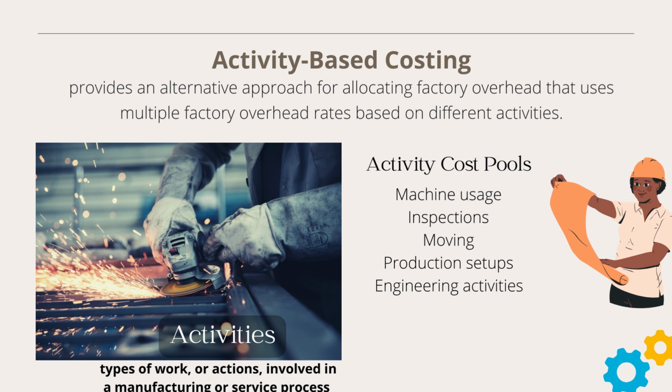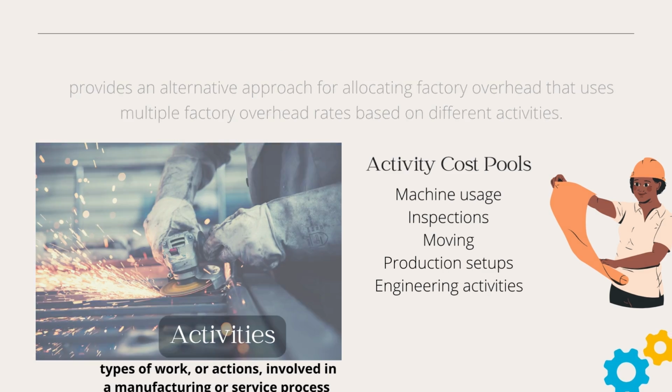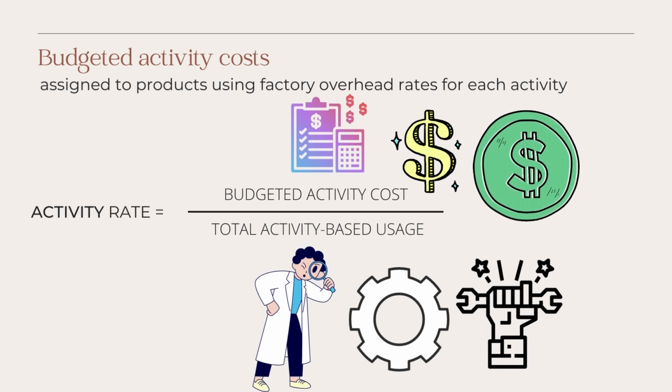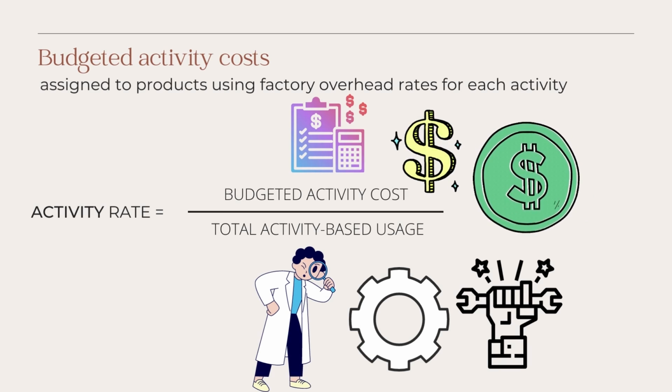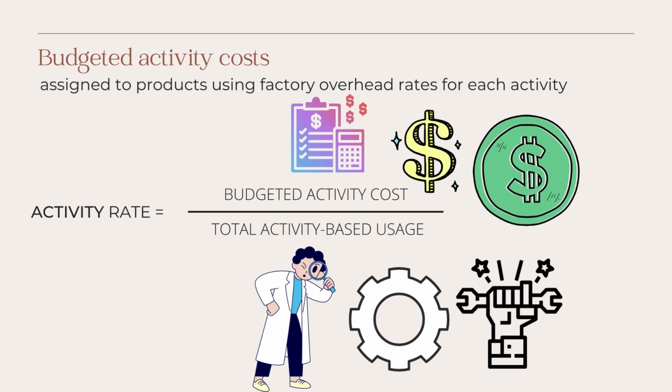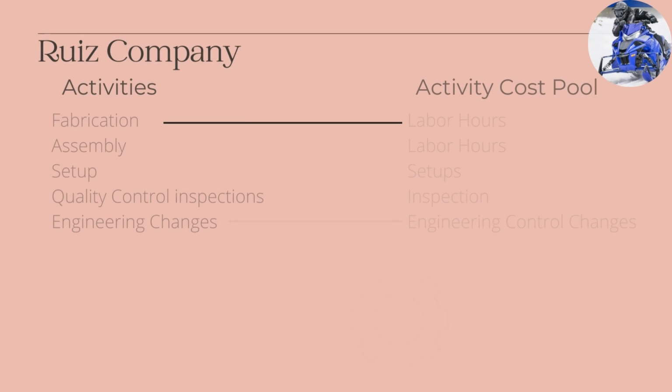Under activity-based costing, factory overhead is initially budgeted for activities. These activities are called activity cost pools. Examples are machine usage, inspections, moving, production setups, and engineering activities. Budgeted activity costs are assigned to products using factory overhead rates for each activity. To derive the activity rate, total budgeted activity cost is divided by the total activity-based usage.